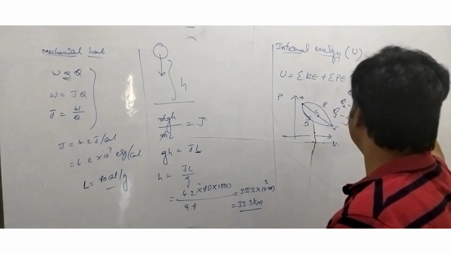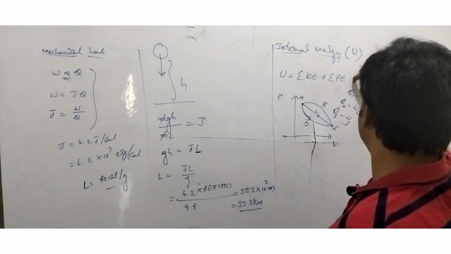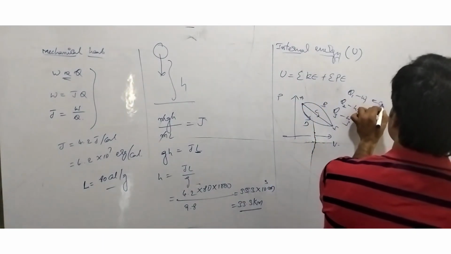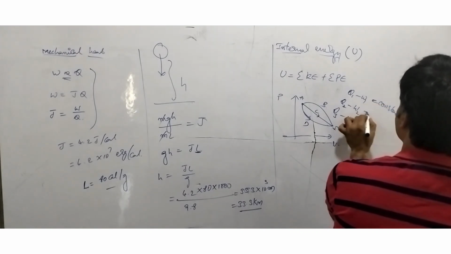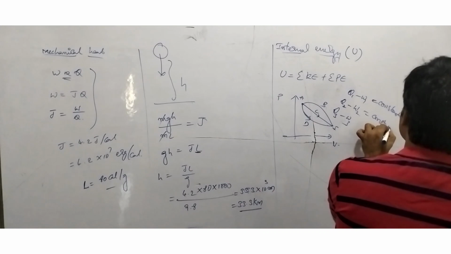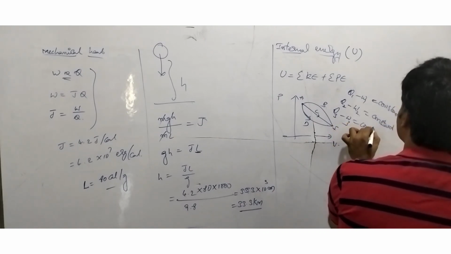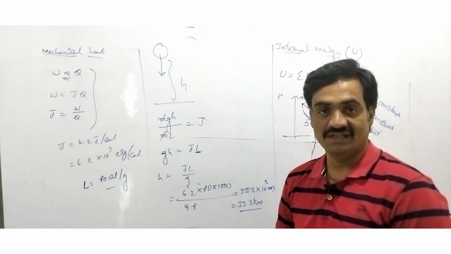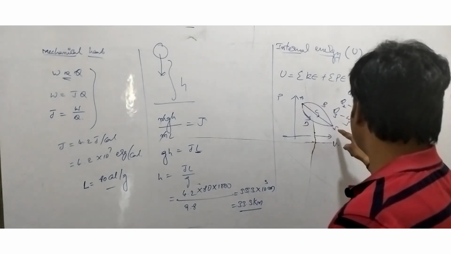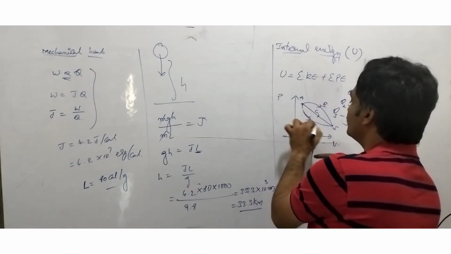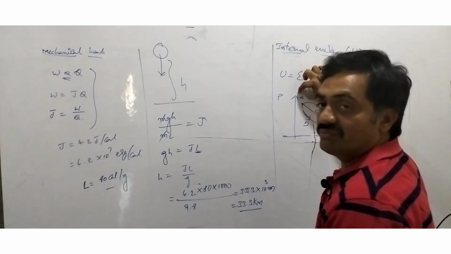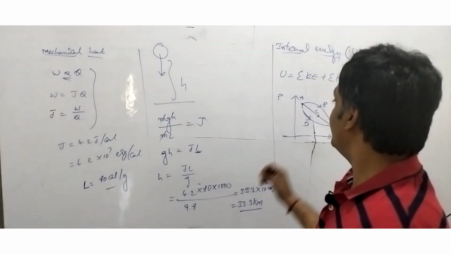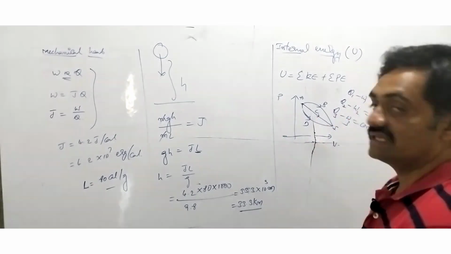The difference Q1 minus W1, Q2 minus W2 and Q3 minus W3 remains constant. It does not change. So the change in internal energy does not depend upon the path, but depends upon the initial and final positions of the system. The system might go along this path, or along this path, or along this one, but it depends completely on the initial position and final point, which is known as a cyclic process, and the internal energy remains the same in all three cases.